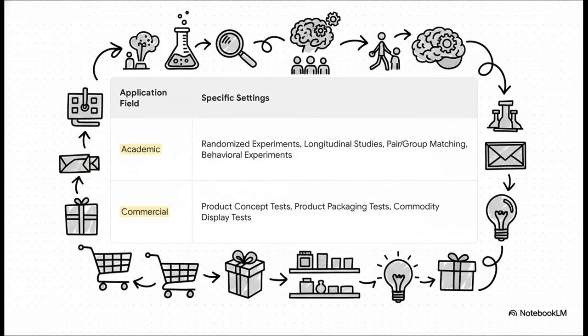This table from the source material lays it out perfectly. In the academic world, it's being used for everything from randomized experiments to those complex behavioral studies. And then in the commercial world, businesses are using it for really concrete things, like testing out new product concepts, different packaging designs, or even how products are displayed on a shelf.